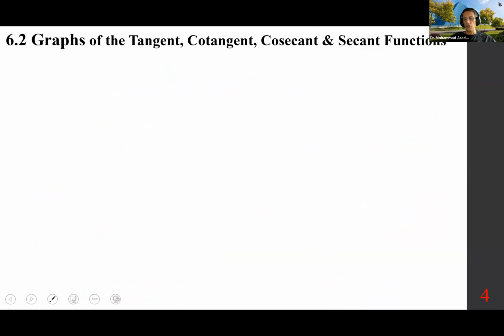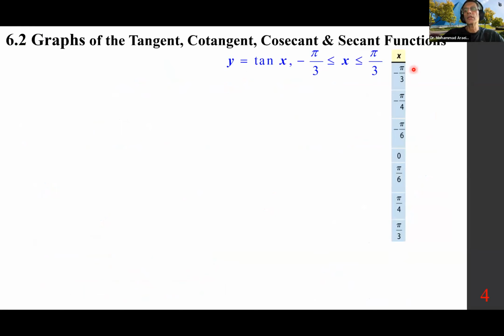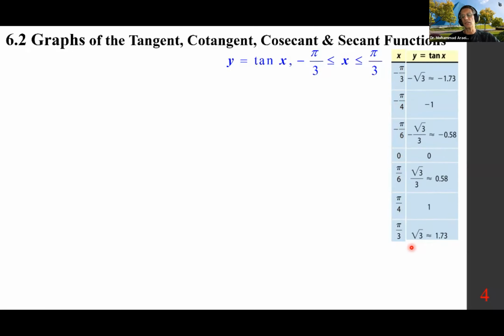Now we're going to look at other functions. Let's start with tangent. For example, if we were to graph this between negative pi over 2 and pi over 2. By the way, normally we don't do that, but in case we did, all we have to do is plot some pairs. For example, we picked up those. Minus pi over 3 gives you negative square root of 3, minus pi over 4 gives you negative 1, minus pi over 6 gives you negative square root of 3 over 3, 0 gives you 0, and on this side you get the same values, positive.